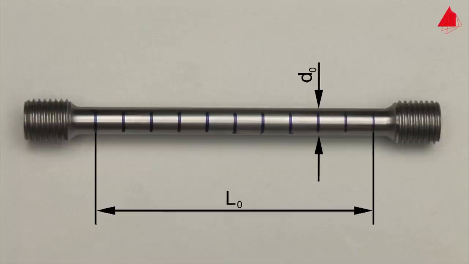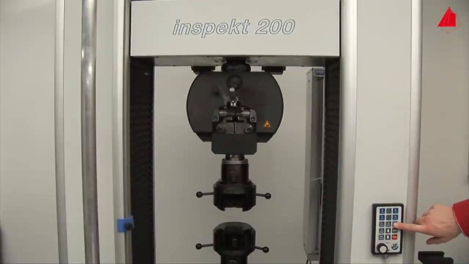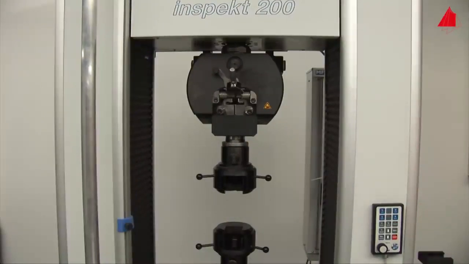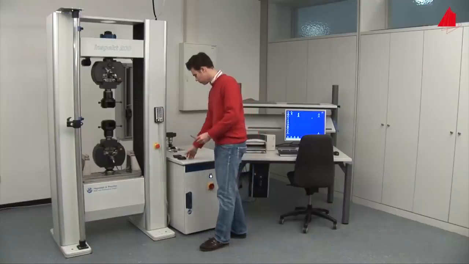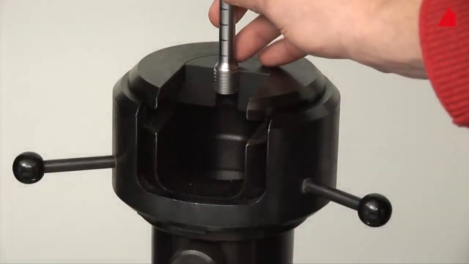Within this test region, distance marks have been drawn at regular intervals. They help to visualize and measure the plastic behavior of the specimen. Using a hand control, the tester moves the upper crosshead into its correct starting position. Now he can place the threaded ends of the test piece in the lower and upper grips of the testing machine.